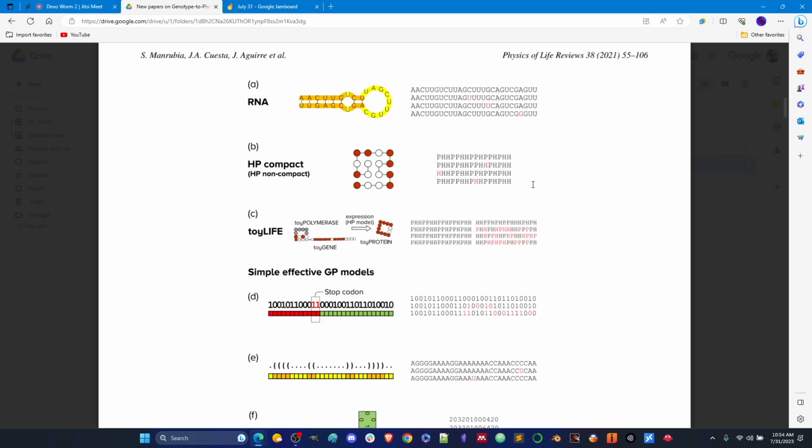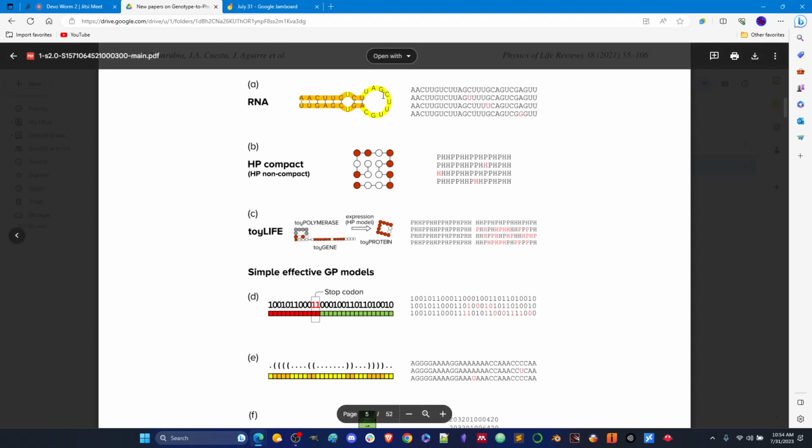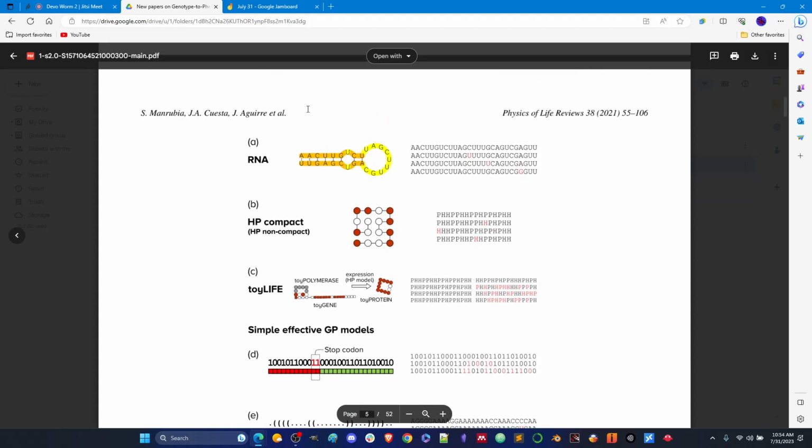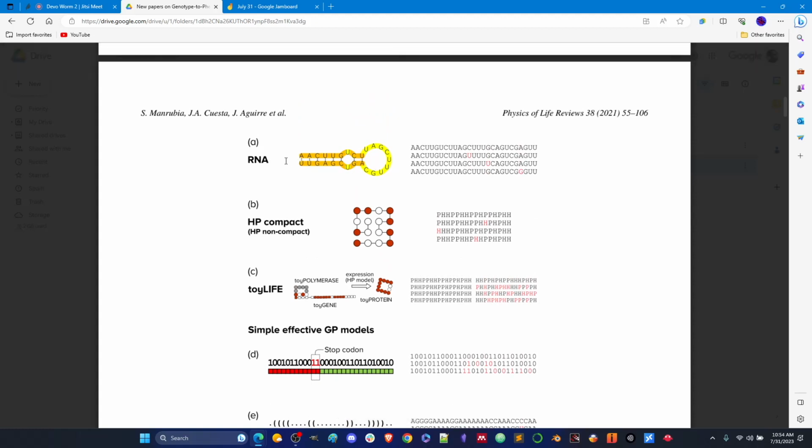So here are a couple of model systems. This is an RNA molecule secondary structure. These are some of these hairpin turns in a model where they give the sequence, but they also give the structure. So the sequence is derived from the genotype, but the secondary structure is also a feature of the phenotype. The HP compact, which is this protein sequence here, has nodes that are connected. Toy life, which is this toy polymerase, toy gene, and then expression of the toy protein.